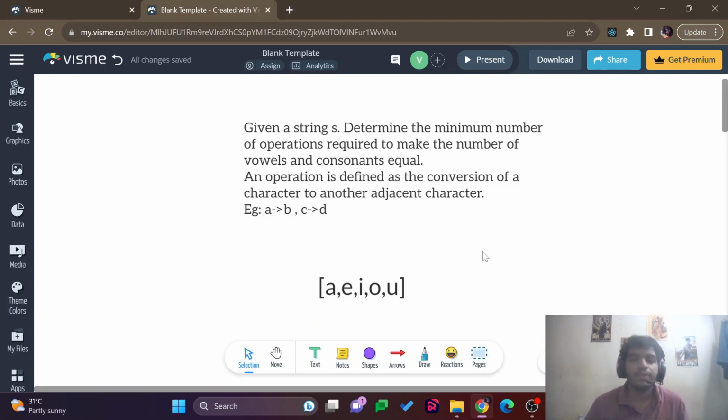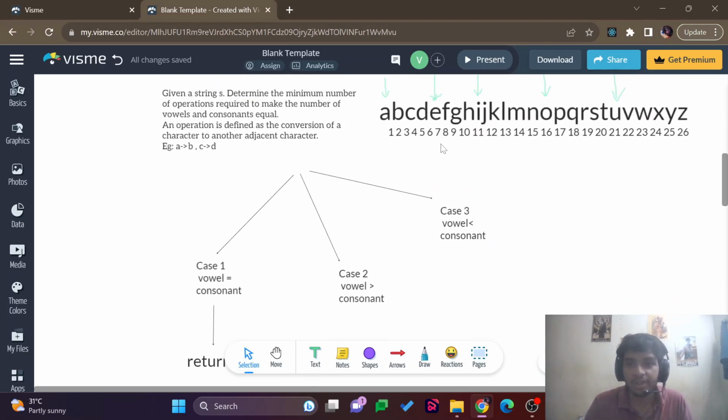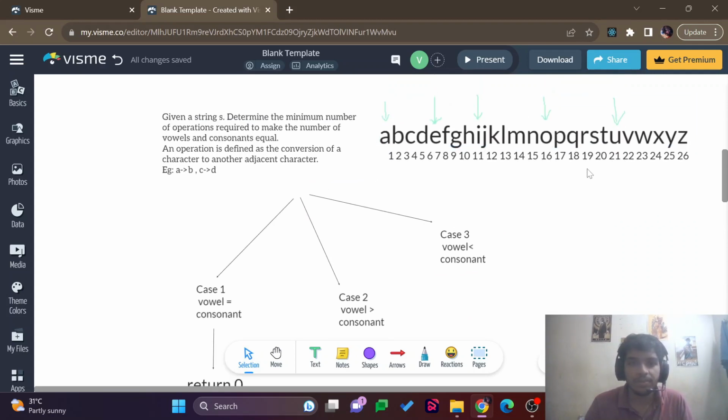So if we look at the sum closely, we have got the number of vowels and consonants. There can be three cases. Since we have got two values, they can be equal. Vowels can be equal to consonants, or vowels can be greater than consonants, or consonants can be greater than vowels. So we have got a total of three cases. That is what I have written here, and I have also written the alphabets in order and their respective numbers as well. This will actually help us a lot when you are solving questions like this.